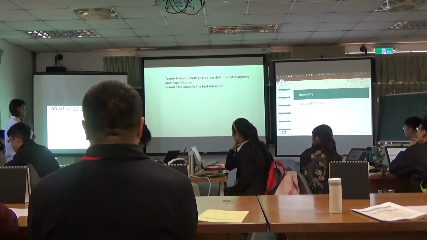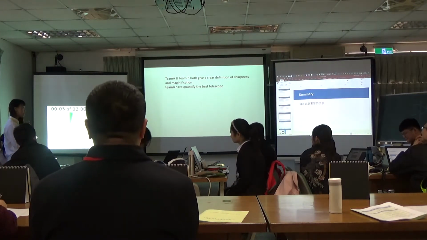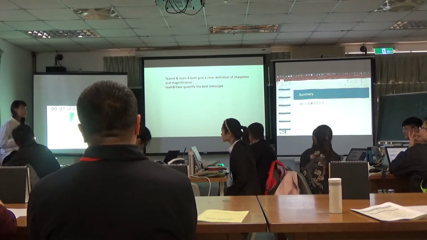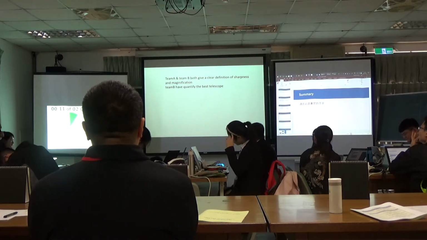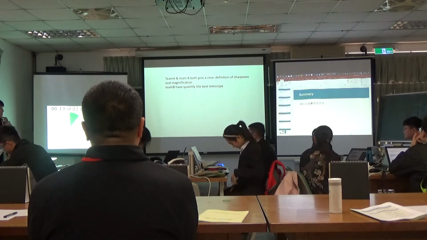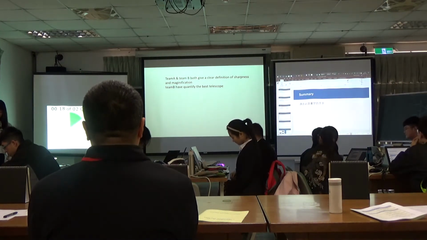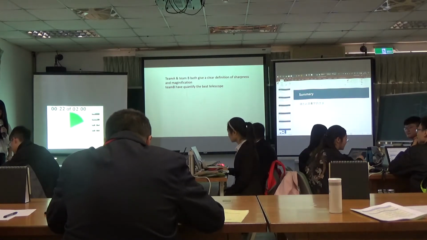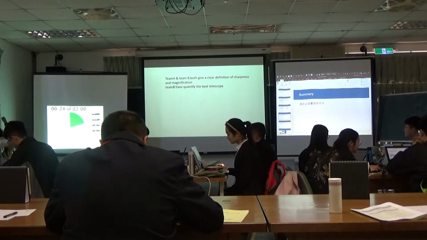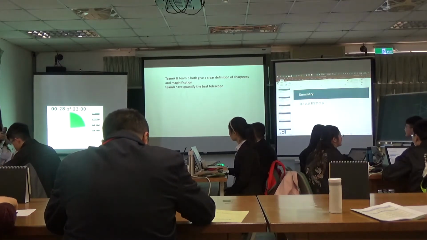Team A and Team B both give a clear definition of sharpness and magnification, and Team B has quantities for the best counterpart of the best telescope. We don't do that, but we do many simulations and make magnification more clear. Thank you.